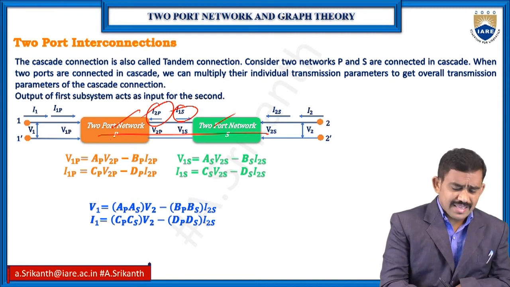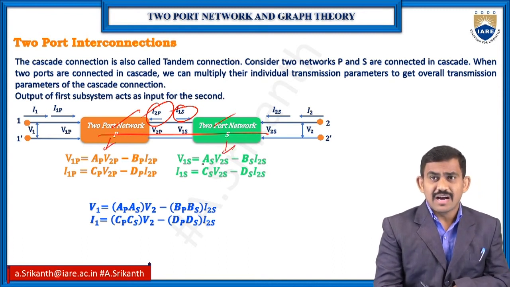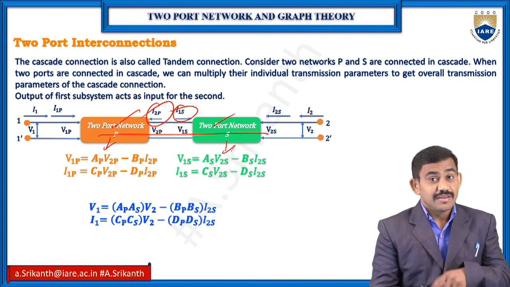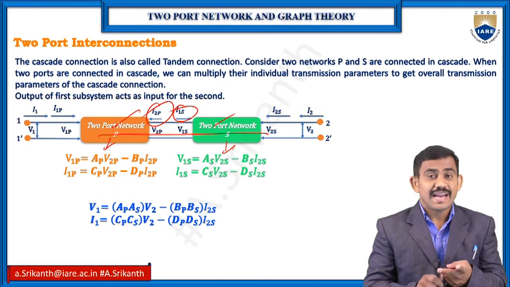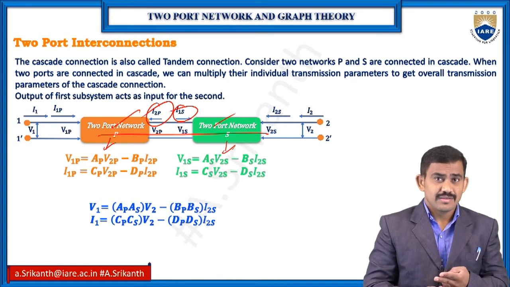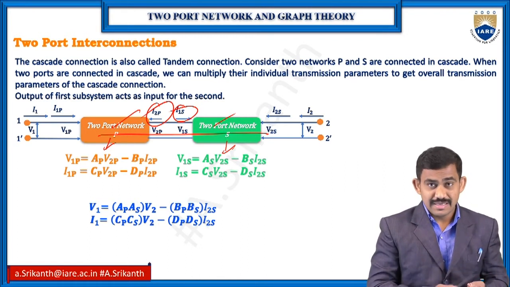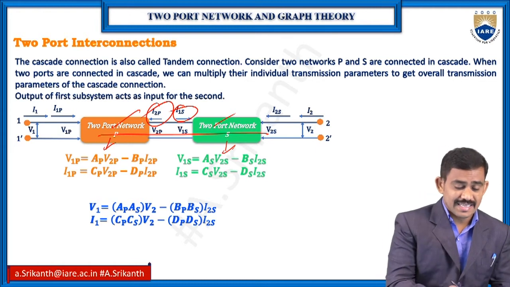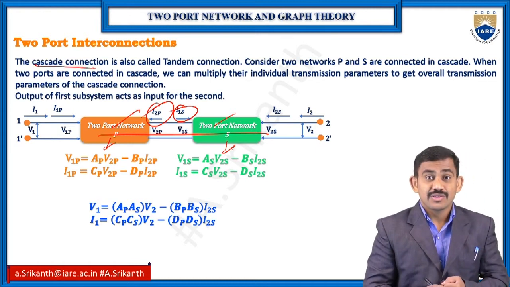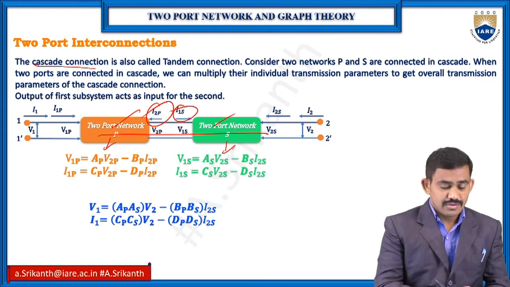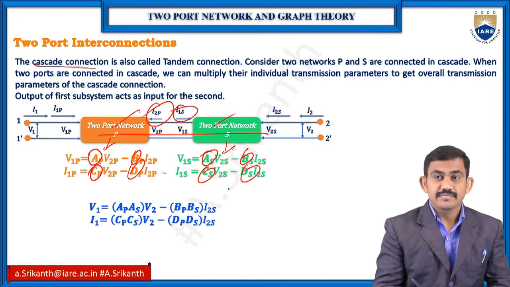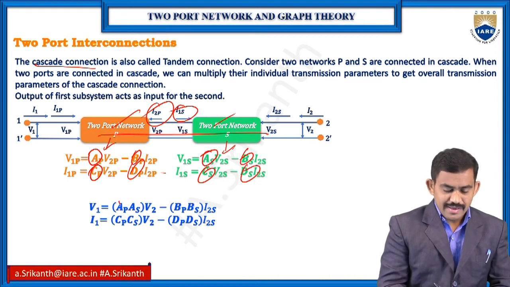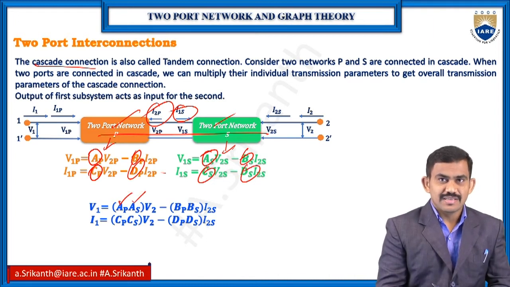So write the equation for P network as well as S network of ABCD parameters. For series we added those current values; in parallel we added the admittance values. Coming to cascade, you can select cascade network. For cascade we need to multiply those values. So the voltage values we need to multiply and the current values also need to multiply. So here A of P and A of S in multiple position.